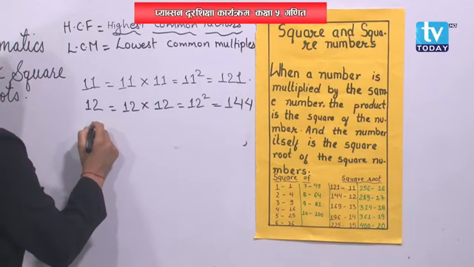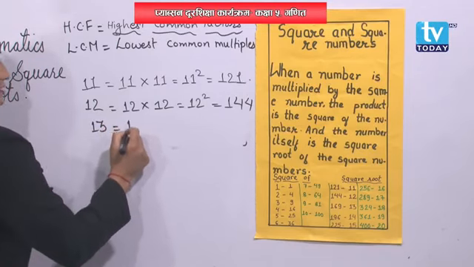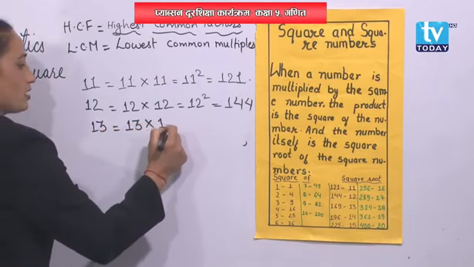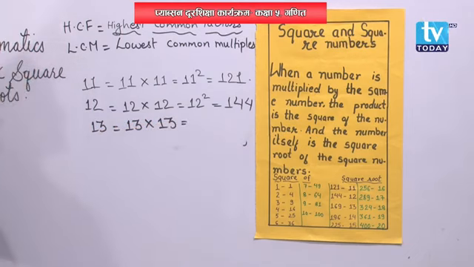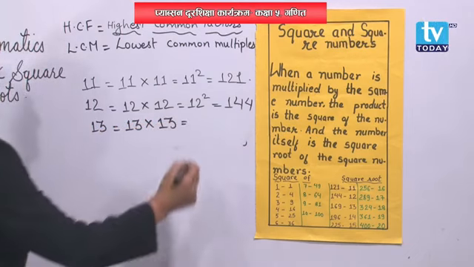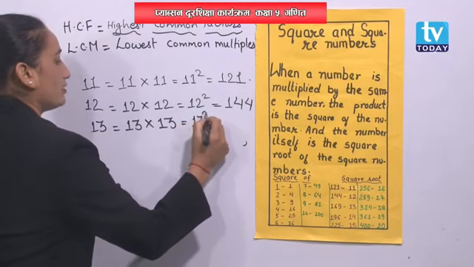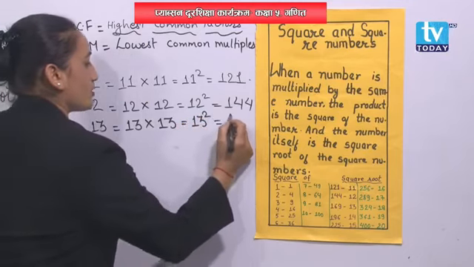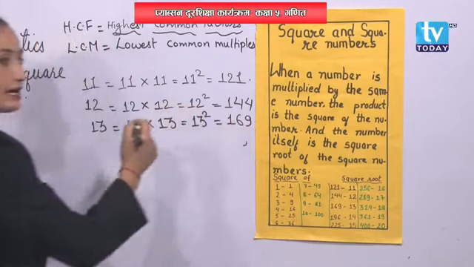Now 13. It's time for 13. Are you writing in your notebook or not, students? Please go on writing, okay? 13 times 13 is 13 square. 13 square means 169.